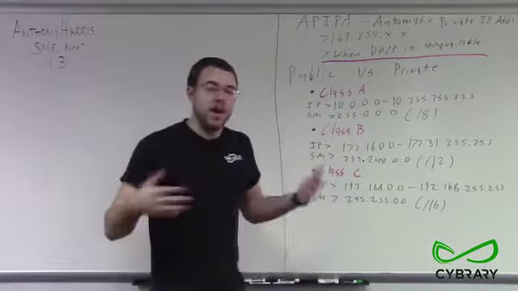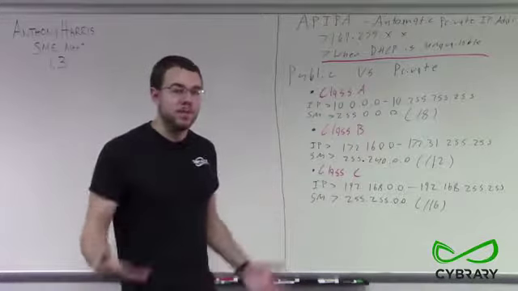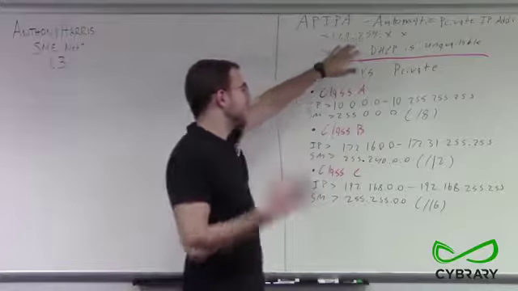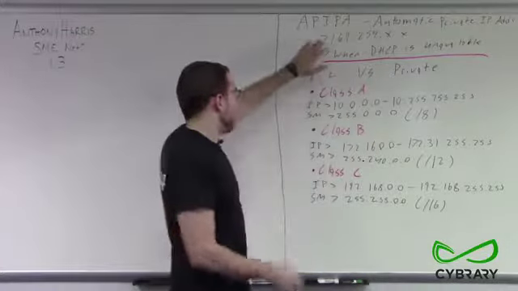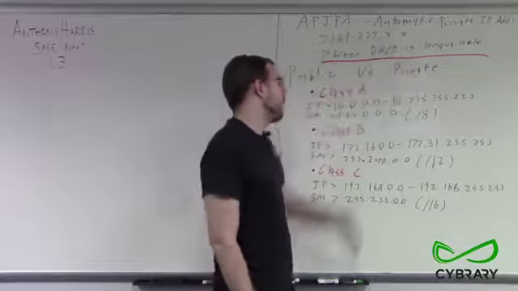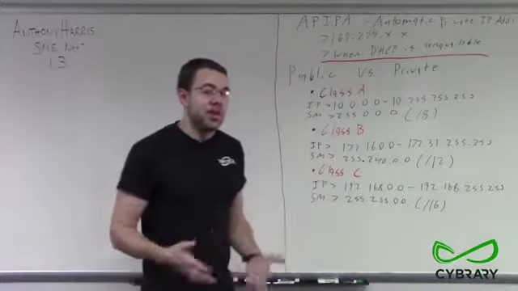So if at all possible, we could try to communicate with other computers. This is where APIPA comes in. APIPA will automatically assign us a private IP address of 169.254.something.something. Now this is only when DHCP is unavailable.